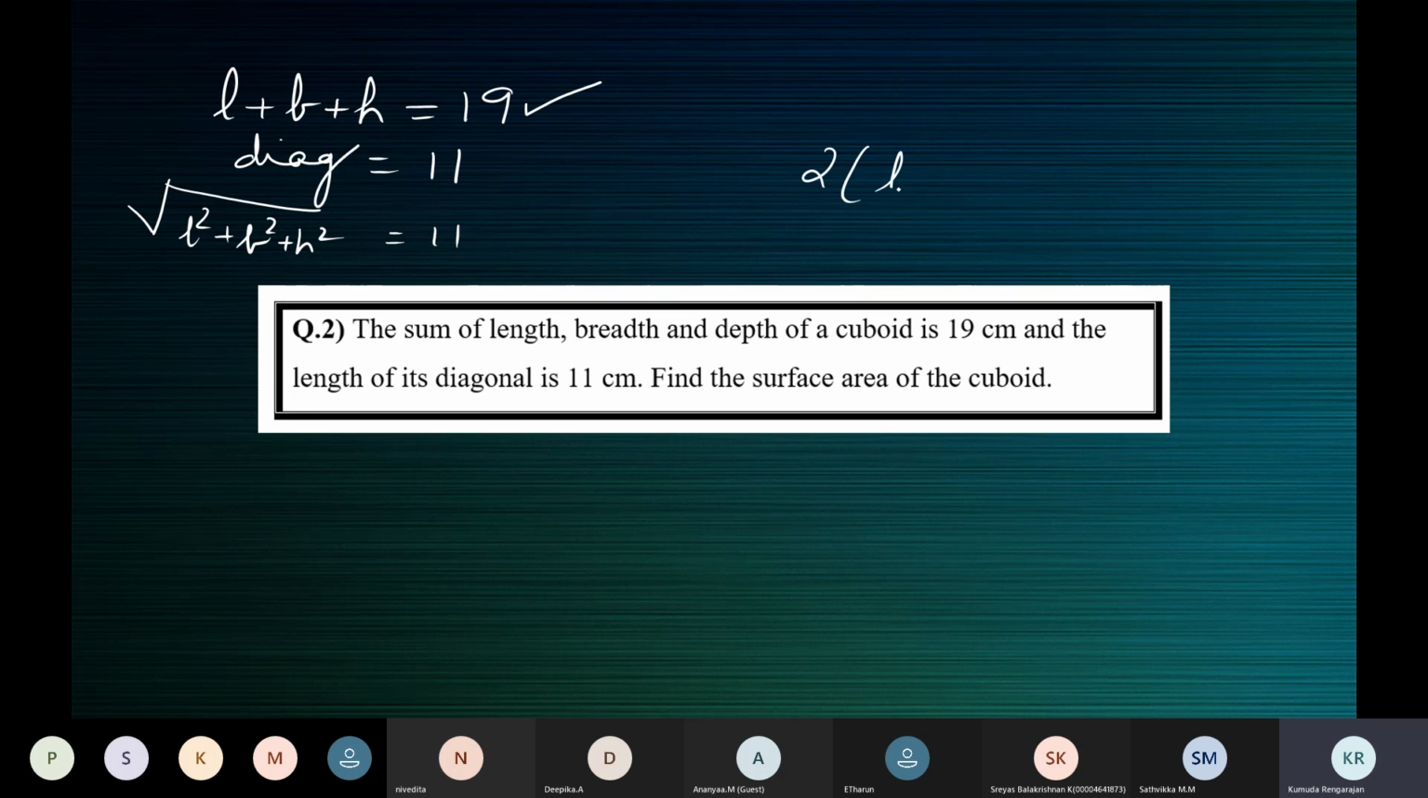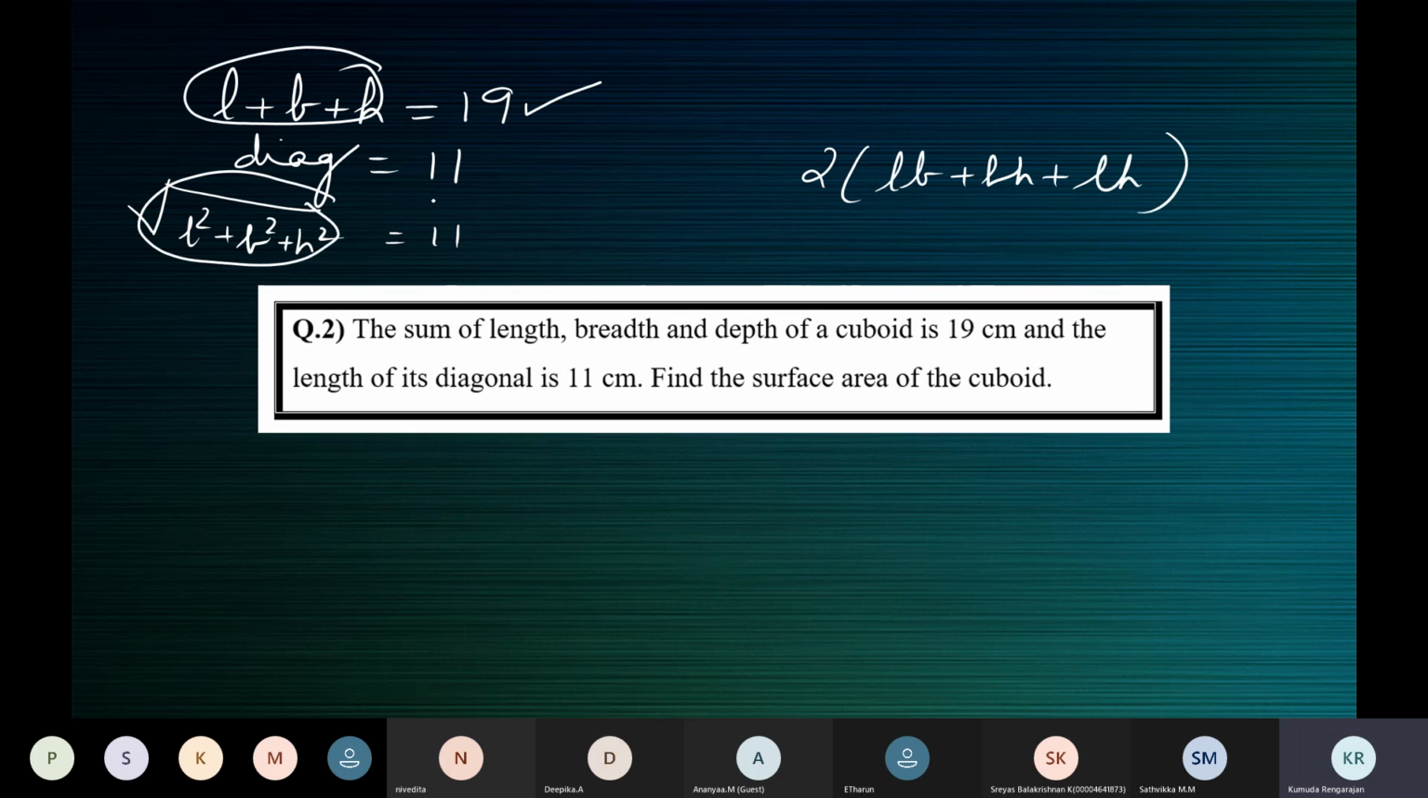That is, we need to find the value of 2 of LB plus BH plus LH. We need to find the TSA, the surface area. If nothing is mentioned, it's the total surface area. So now these expressions must be connected. Two of them are given to us, and this is what we need to find.